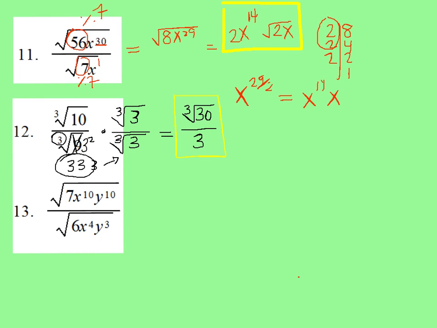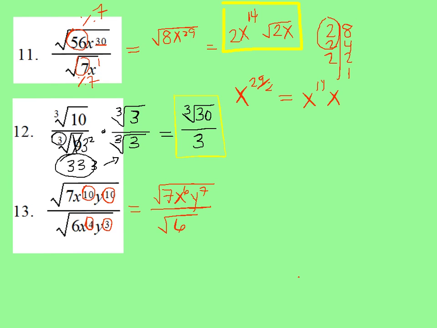Looking at number 13, again, we want to try to simplify before we do any rationalization. 7 and 6, we can't reduce those, but we do have x to the 10th and x to the 4th. So subtracting, we have x to the 6th, and then again we have y to the 10th and y to the 3rd, so subtracting we have y to the 7th. And on the bottom now I just have the square root of 6.